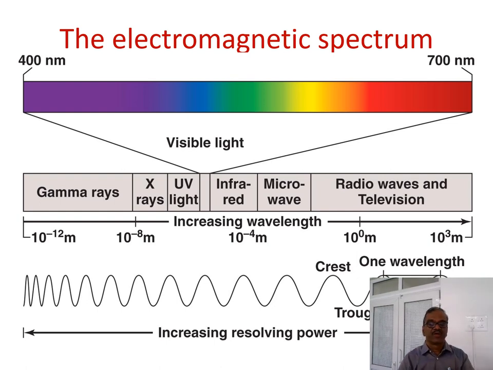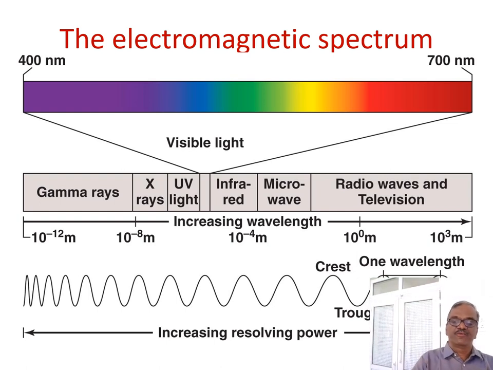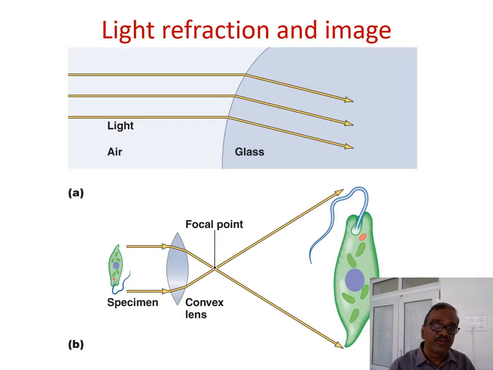Okay, so this is increasing the wavelength. For example, if you are using radio waves or television, it goes up to 10 power 3 meter, whereas 10 power minus 12 you can use up to gamma rays. So whenever you are increasing the resolving power, you can use different kinds of wavelength. So then what is the resolving power?